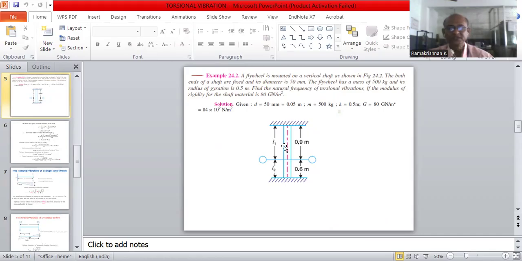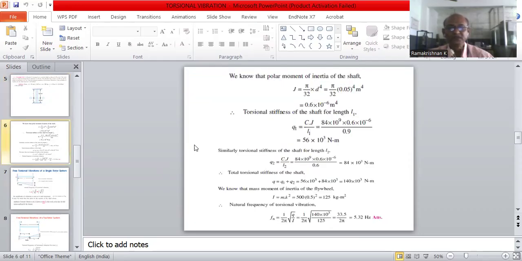So the upper portion is of length L1 and the bottom portion is of length L2. For the portion L1, Q equal to CJ by L1. Simply substituting, we have Q1 equal to here. Then considering the bottom length L2, again Q2 equal to CJ by L2, 84 into 10 power 3 Newton meter. So total stiffness Q equal to Q1 plus Q2.